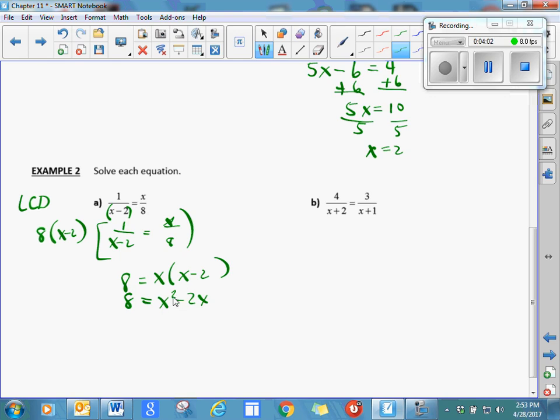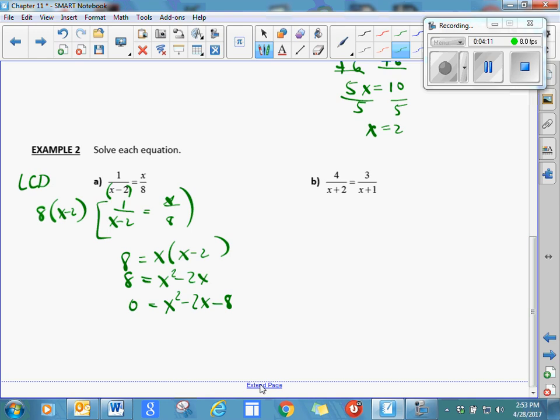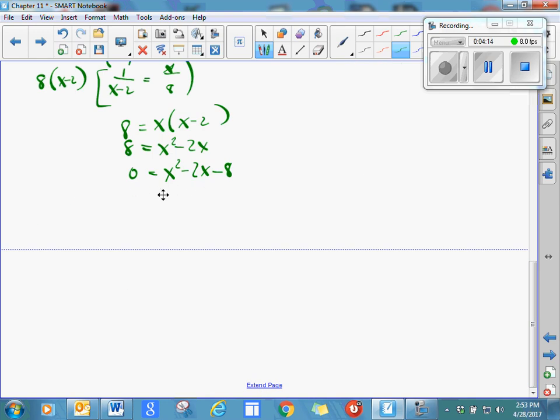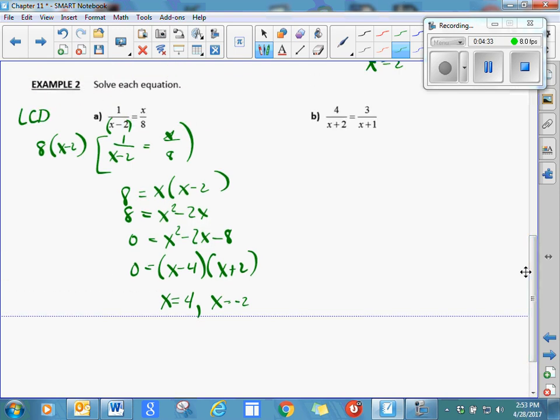I want to solve. I've got an x squared term, so I need to subtract 8 from both sides. Now I need to look for factors. I can do the quick, easy AC method. What multiplies to negative 8 and adds to negative 2? And that would be x minus 4, x plus 2. And I've got 2 answers, set each one equal to 0, and I get x is equal to 4, and x is equal to minus 2. We'll talk about checking these answers in another video, but we are ultimately going to end up checking them.